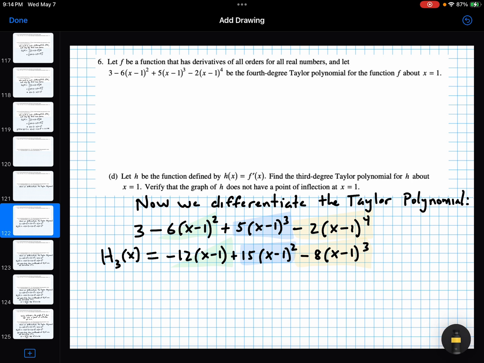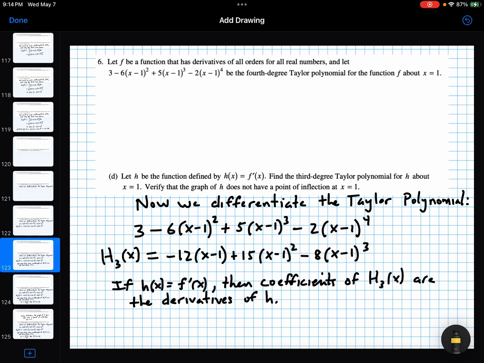I have to verify that the graph of h does not have a point of inflection at x equals 1. Well, to have a point of inflection at x equals 1, at the very least, your second derivative has to be equal to 0, because your second derivative has to change sign. So my second derivative is going to come from the coefficient of the second degree term. So I'm looking at that blue highlighted term, 15 times x minus 1 squared, right? All of the derivatives of this polynomial are the derivatives of h. So that 15 is going to be h double prime of 1 divided by 2 factorial.